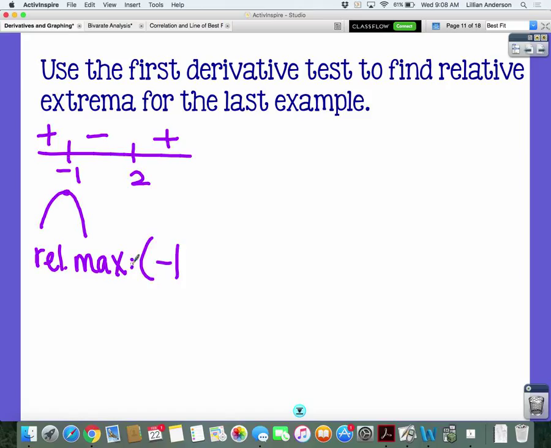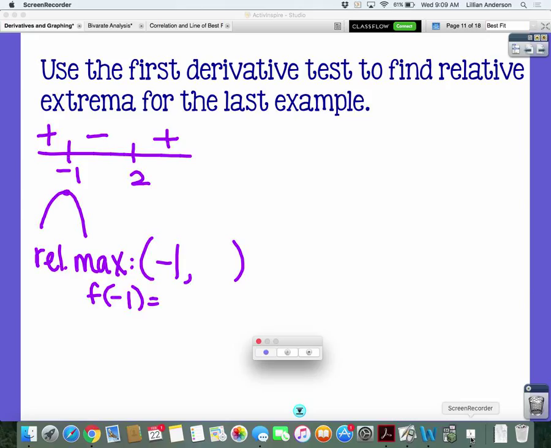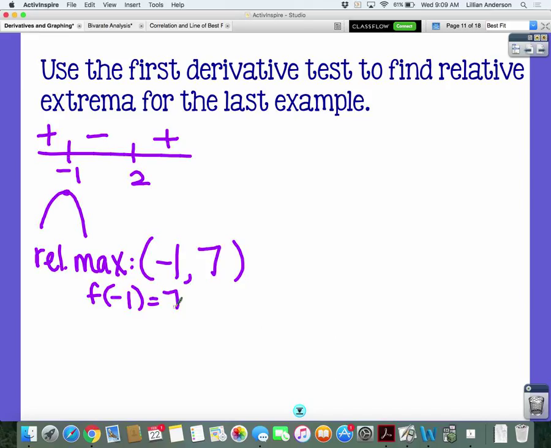Now, how do we find the actual coordinate of the maximum? Plug -1 into the original function. That's how you get the y coordinate. Plug -1 back into the original function, guys. Do that real quick. What do you get when you plug -1 in? It is 7. Okay, so that means that on the graph of the original function, there's a maximum at -1, 7.